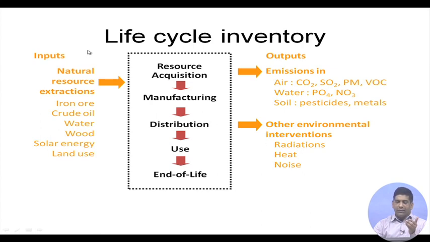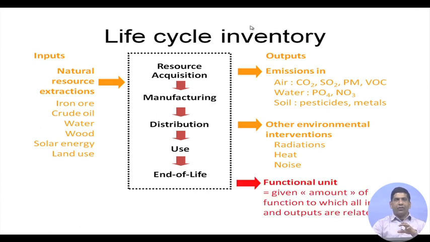As part of the LCI, the life cycle inventory, we have to come up with a total of inputs as well as a total of outputs, and then compare them in terms of environmental footprint. We have to do this for a functional unit. The functional unit is the given amount of a function to which all inputs and outputs are related. That's like a base. Earlier, if you remember from the previous example, we said 1 meter of writing. That was the functional unit when comparing the mechanical pencil versus the normal wooden pencil.